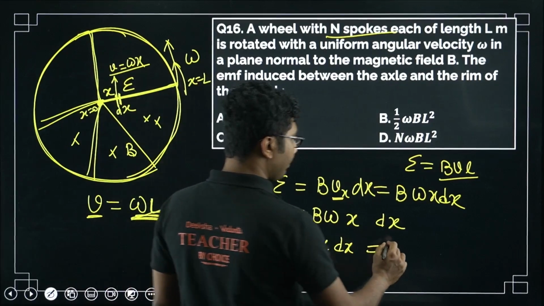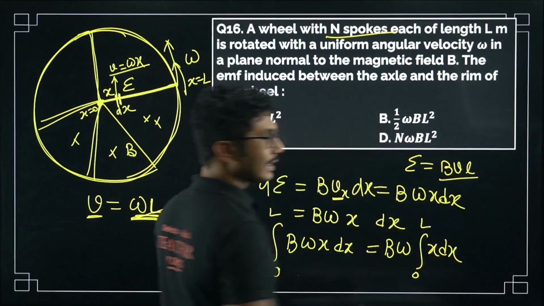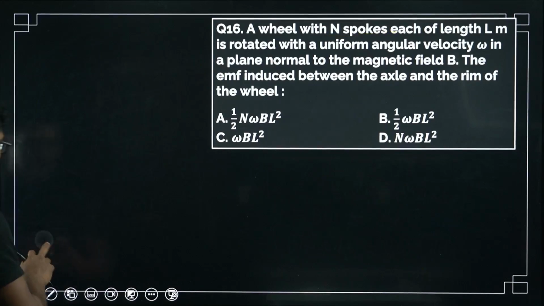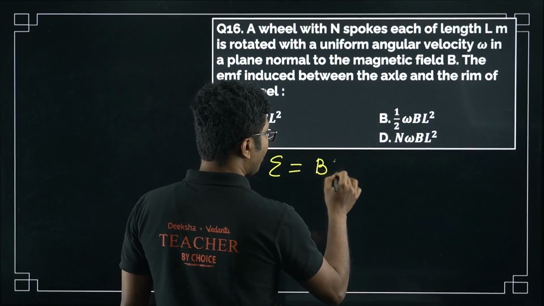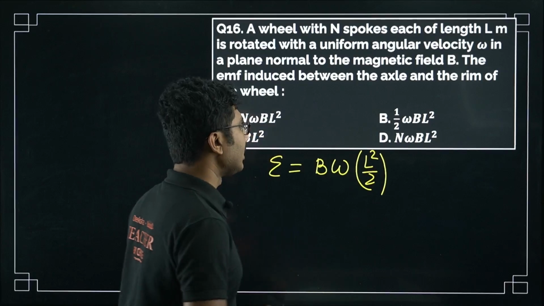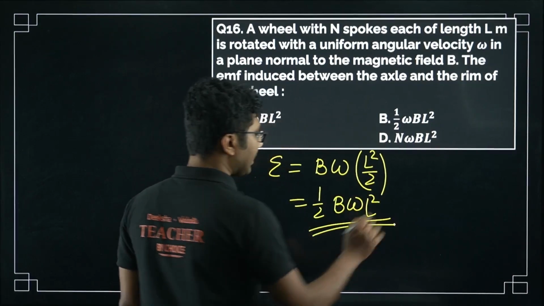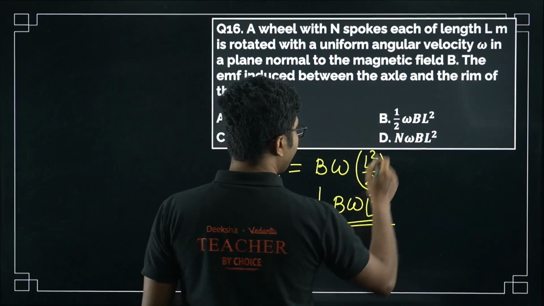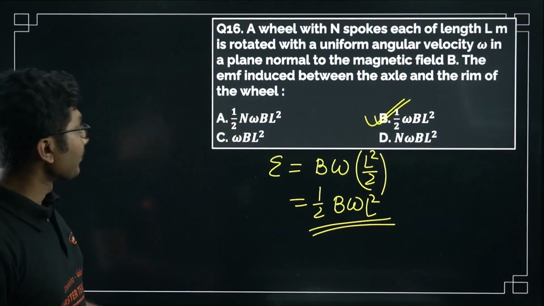Now you will get B omega integral 0 to L x into dx. What is x into dx? x square by 2. So x square by 2, upper limit L, lower limit 0. So what will be the answer? Induced EMF will be B omega into L square by 2. So you will get half B omega L square. This is the induced EMF. It does not depend on the number of spokes. So half B omega L square, option B is the correct answer. It does not depend on N. Remember that. Next question.